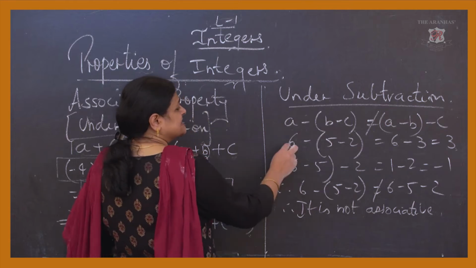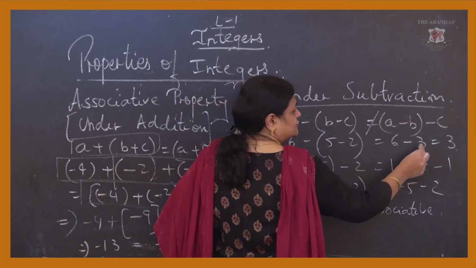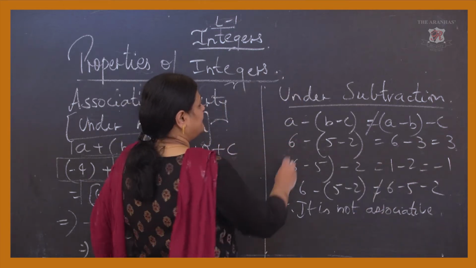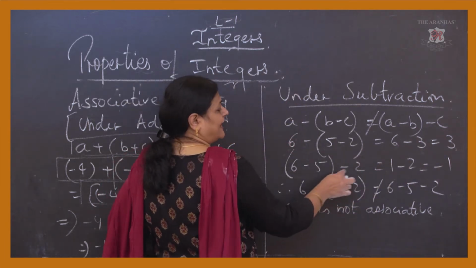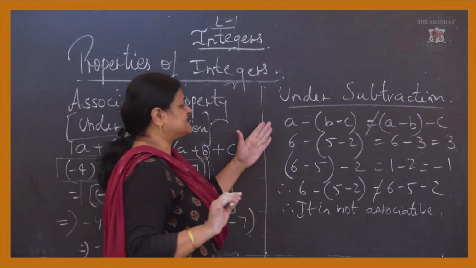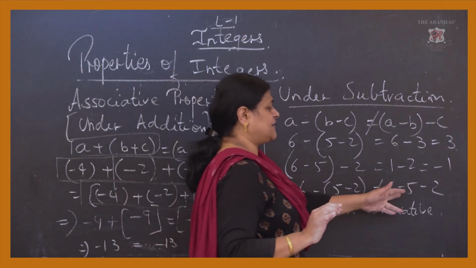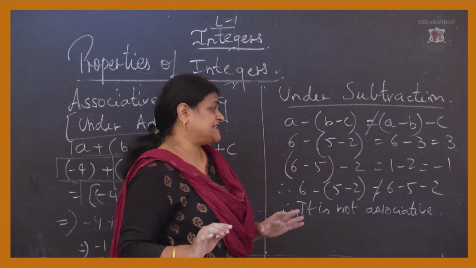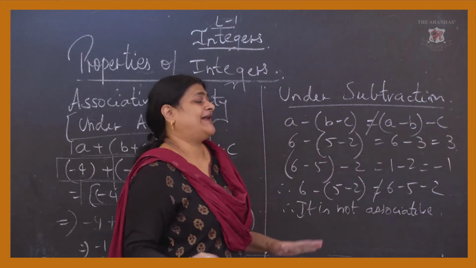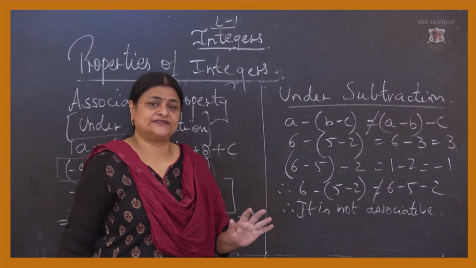Now how did you get this? 6 we have taken minus sign, 5 minus 2 will give you 3. So 6 minus 3 will give you 3. Now 6 minus 5 will give you 1 and minus 2. So 1 minus 2 will be minus 1. So therefore the sum which I have given to you, 6 minus 5 minus 2, is not equal to 6 minus 5 minus 2, because in one you are getting 3 and in the other you are getting minus 1. So under the subtraction again it is not associative.